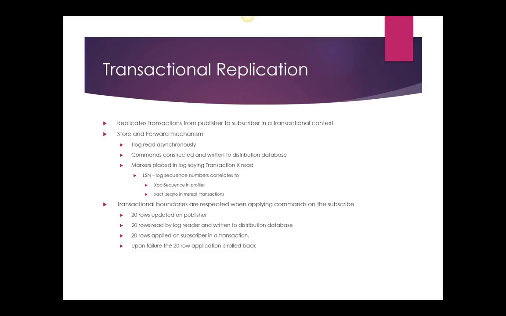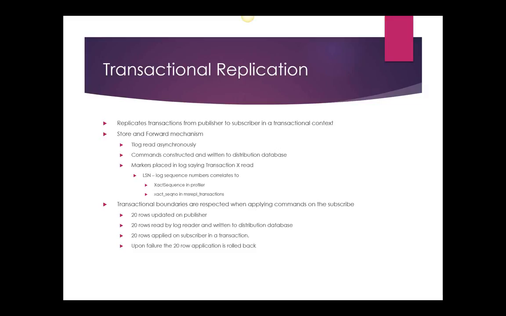Now, if I do a begin tran on my publisher, update table 1, update table 2, again, when I replicate this to my subscribers, assuming table 1 and table 2 are both published, it will break down my updates on table 1 into however many rows are affected, updates in table 2 into however many rows are affected, and apply that within a transactional confine on my subscriber.